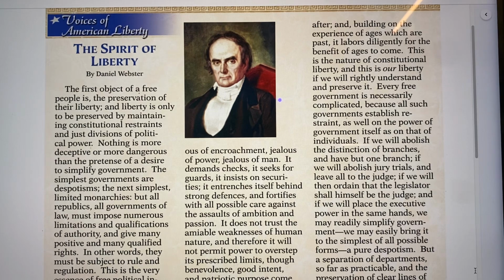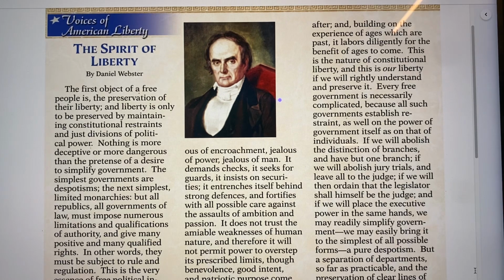He says, and I'm going to go over part of this so you can read along, Daniel Webster says, the first objective of a free people is the preservation of their liberty. So our freedom, right? Liberty is only to be preserved by maintaining constitutional restraints and just divisions of political power. So he says the only way we can have liberty is to maintain our Constitution and its restraints, and how the power is divided between branches.